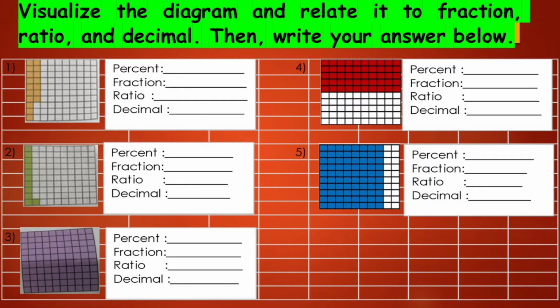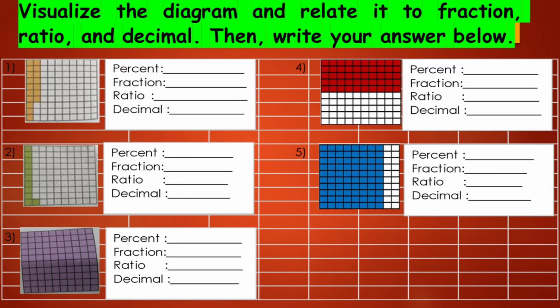Okay, let us check your answers. In number 1, there are 17 shaded parts out of 100, so 17%. And the fraction is 17/100. The ratio is 17:100 and the decimal is 17 hundredths or 0.17. And number 2, we have 11 shaded parts, so 11%. The fraction is 11/100. The ratio is 11:100 and the decimal is 11 hundredths or 0.11. And number 3, there are 100 shaded parts, so 100%. The fraction is 100/100. The ratio is 100:100 and the decimal is 1.